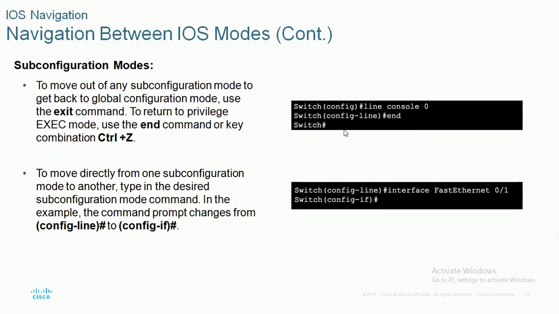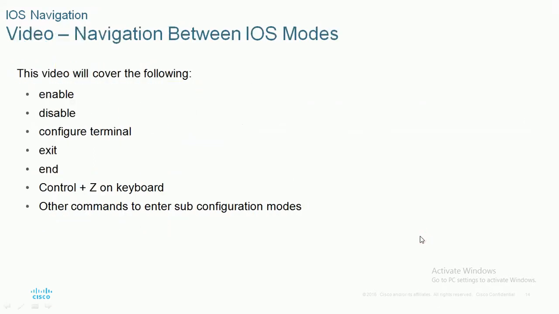To move from one sub configuration mode to another, we use exit. To go from a sub configuration mode to enable mode by default, we need to give the end command. This presentation covers the enable and disable commands, configure terminal, exit, end and control Z.